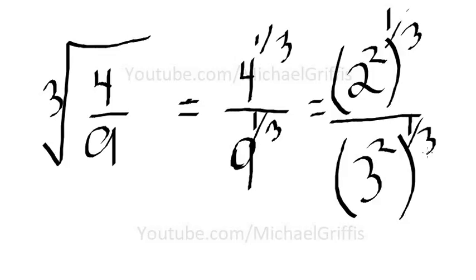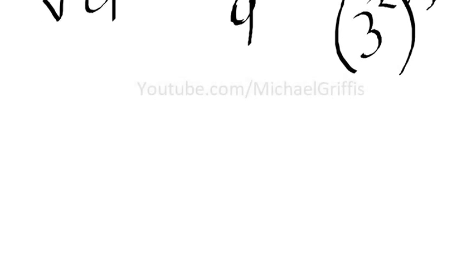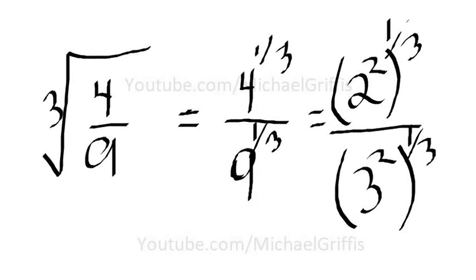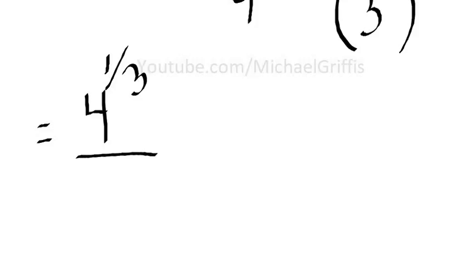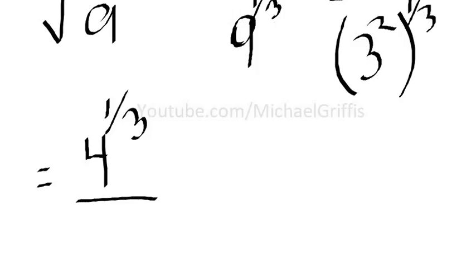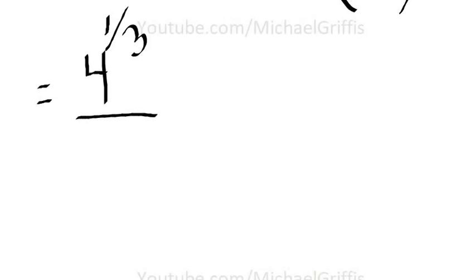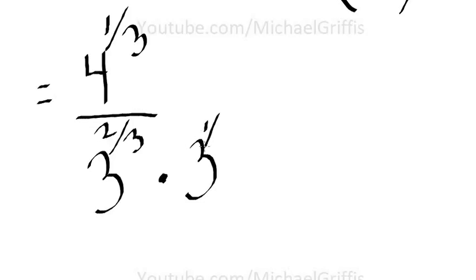Let's rewrite this. Actually, you know what? Let's leave 4 to the 1/3 up here. And down here in the denominator, we've got 3 to the 2/3. We can multiply the bottom by 3 to the 1/3 and the top by 3 to the 1/3. This is kind of tricky here. We're trying to get that radical out of the denominator.